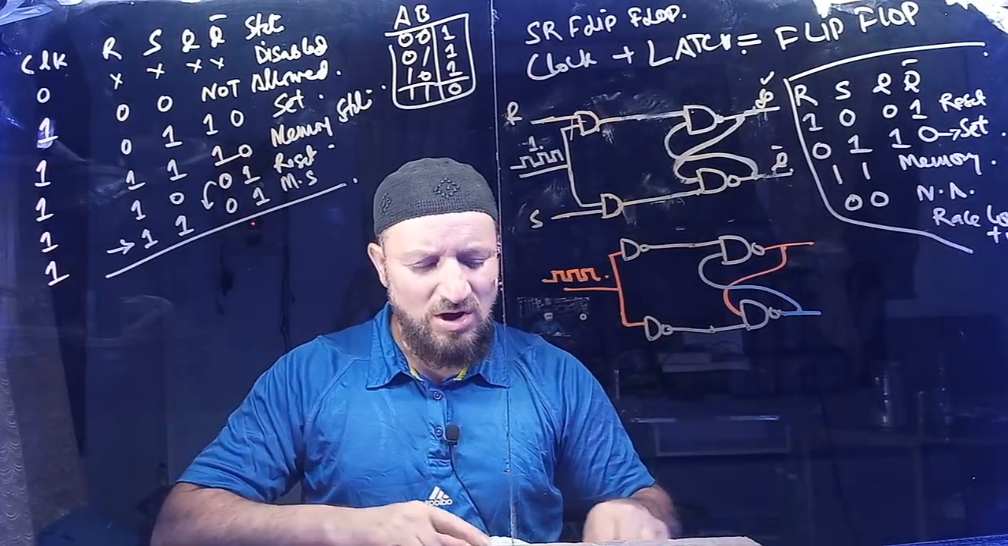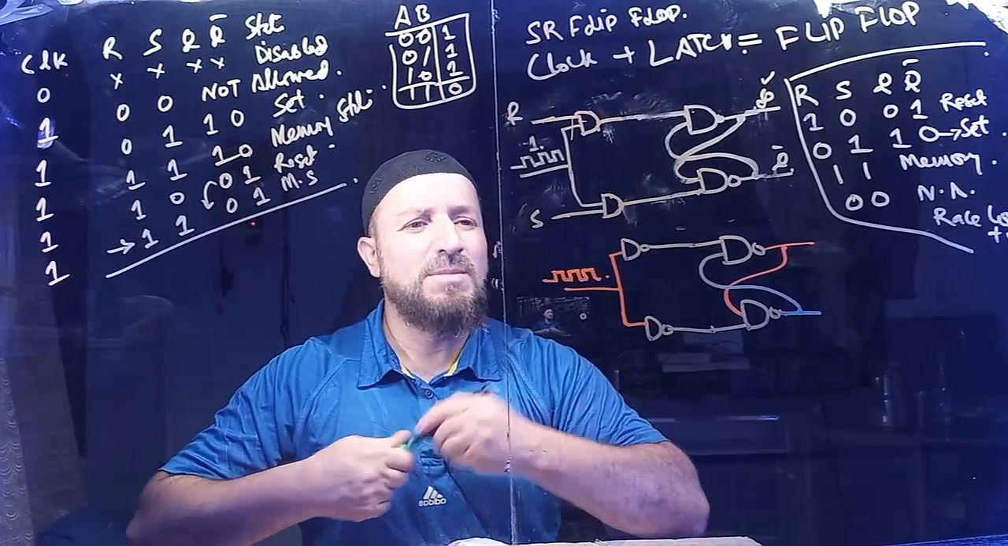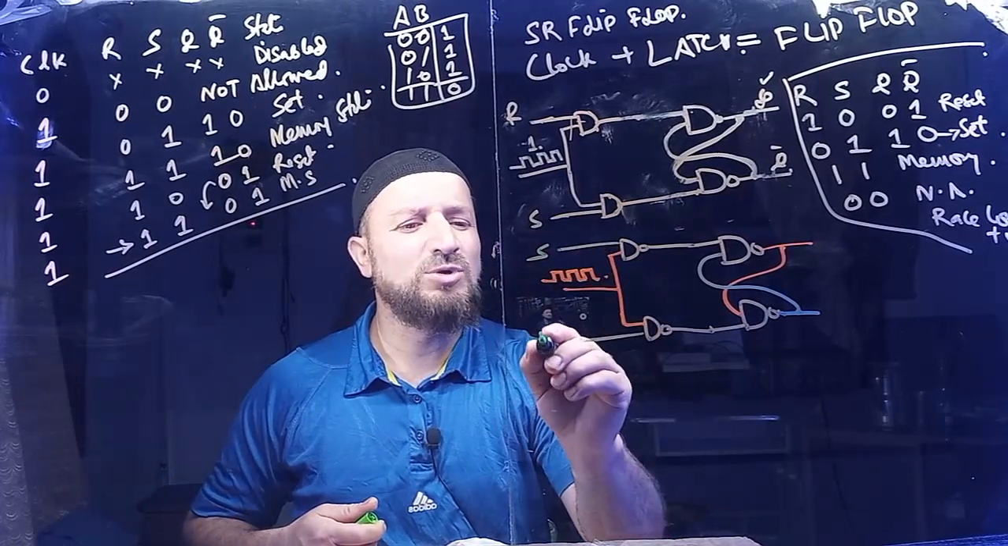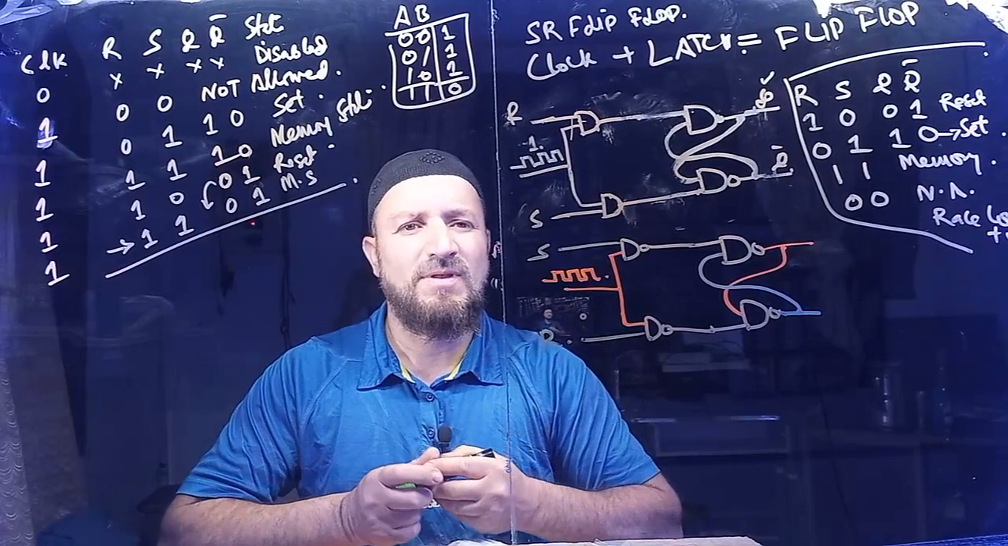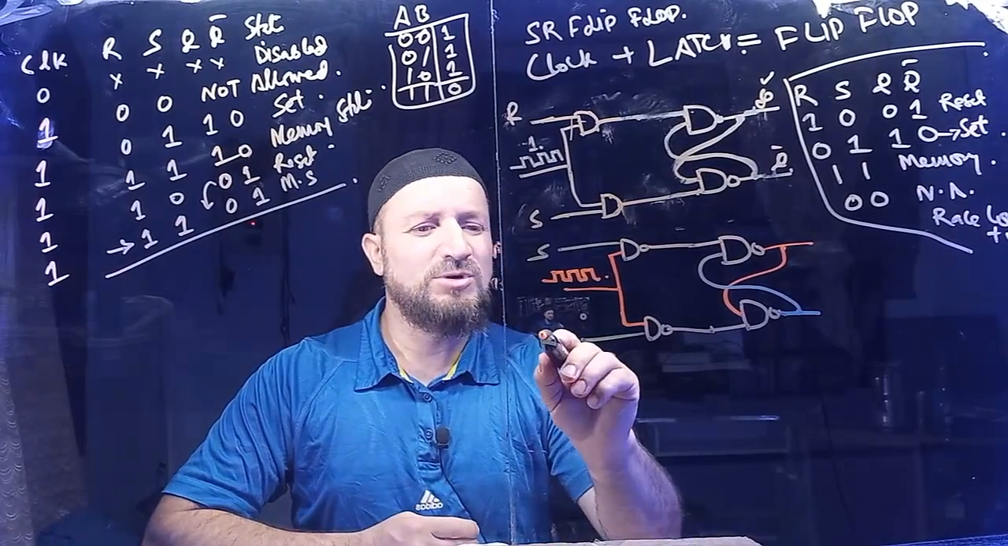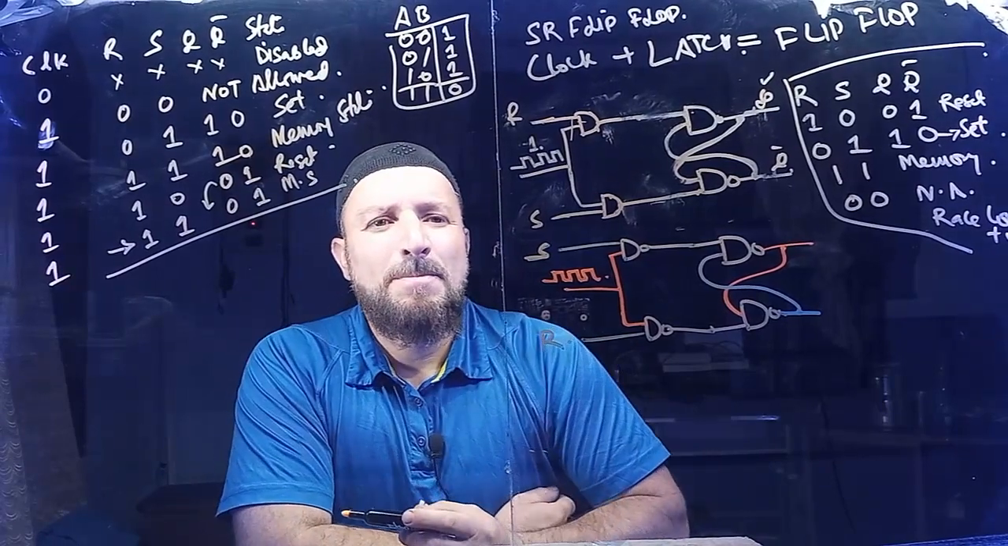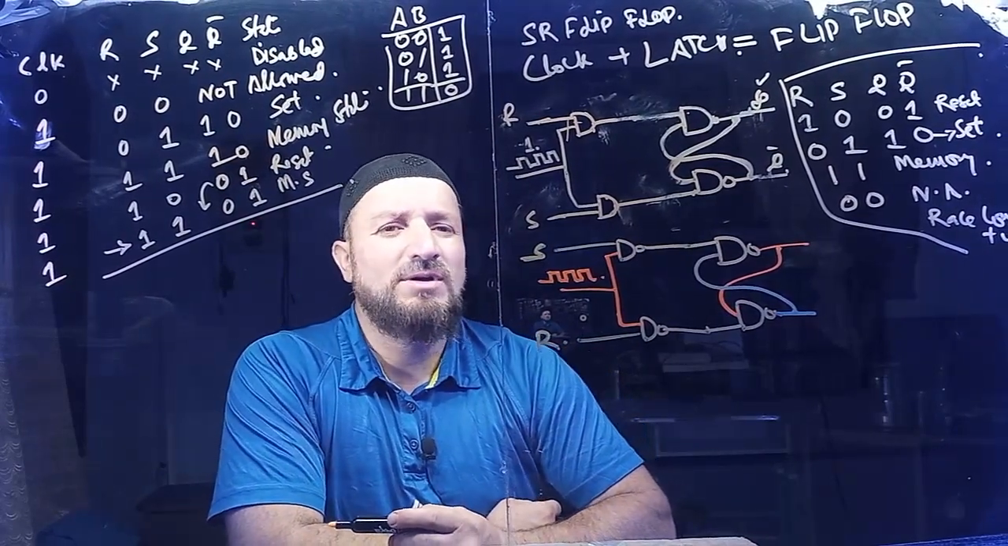Now I do not call this input R; I call this input S and this input R. It's not visible, so let me put up a different pen. This is R and this is S. Now how is it going to work?